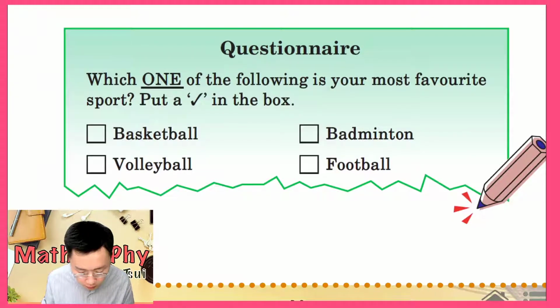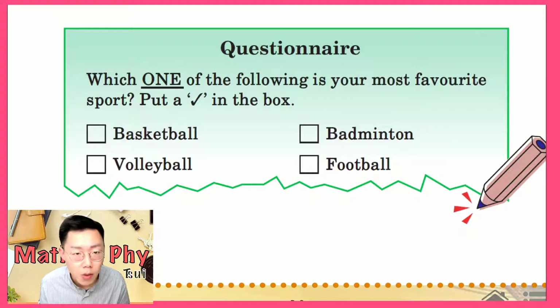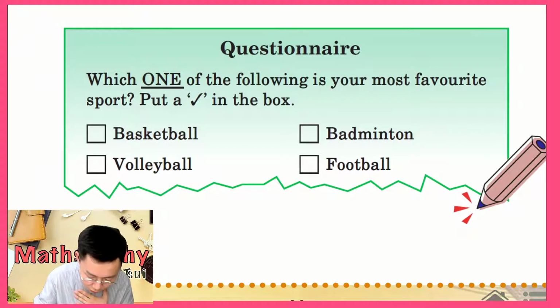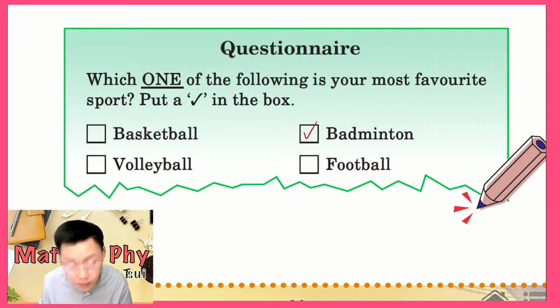Back to this example. If we want to know which sport is the popular one, we can include this type of question in the questionnaire. For example, the question is: which one of the following is your most favorite sport? 最中意嘅運動啦. For example, basketball, volleyball, badminton, and also football. You need to take the most favorite sport. For me, maybe none of the four is the favorite one in my life. However, if I really need to choose one, I would choose badminton, and maybe basketball is okay as well.